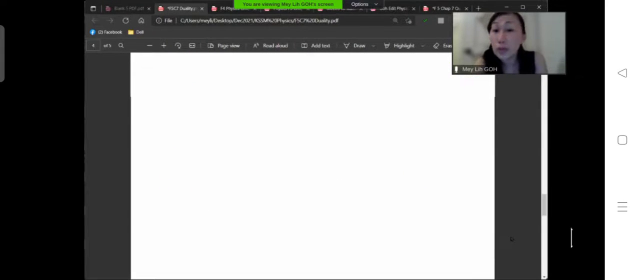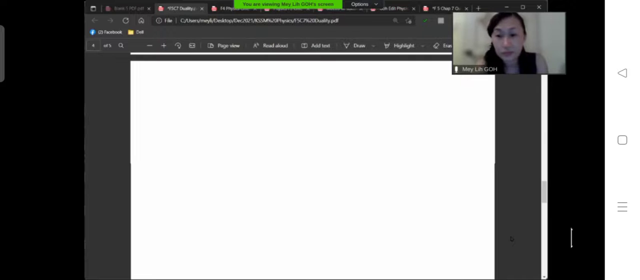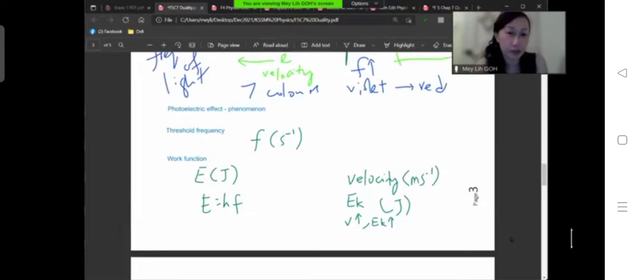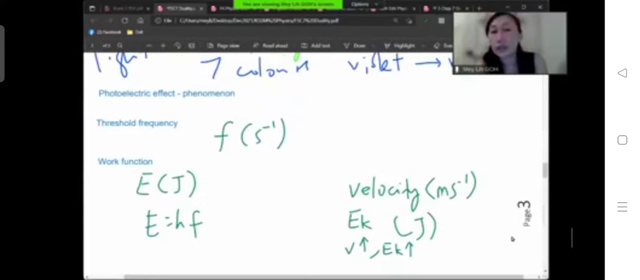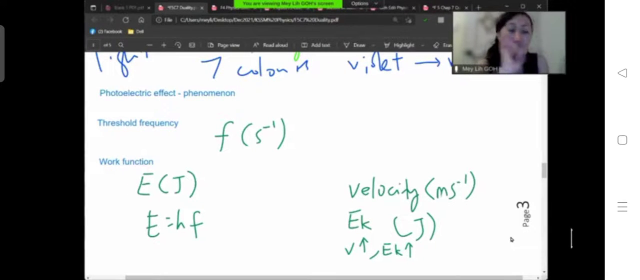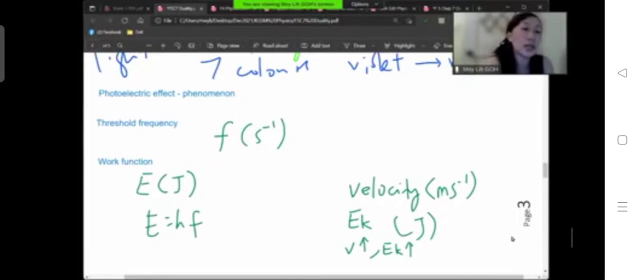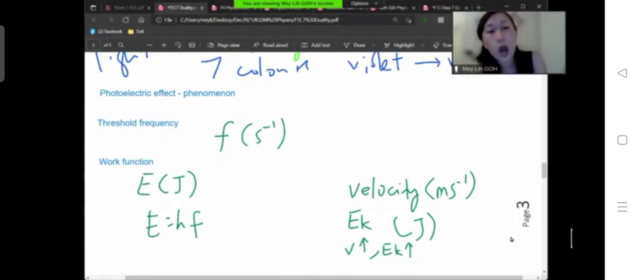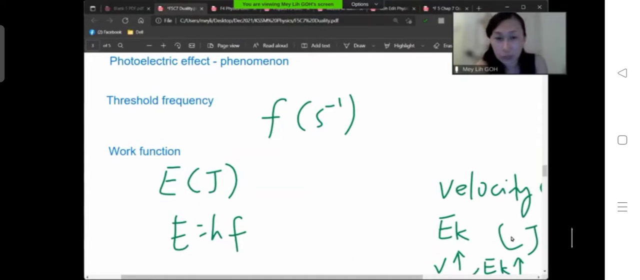Today, what did we learn? First, we learned such a phenomenon called photoelectric effect. Secondly, we learned that for photoelectric effect to take place, there must be a special frequency called a threshold frequency. Third, there is such a thing called work function, but don't worry, work is energy. Work function is the energy needed for photoelectric effect to take place. Back to Sri Sarjana notes.